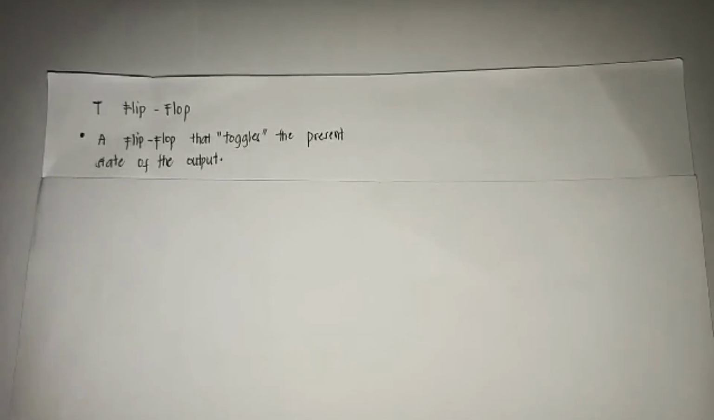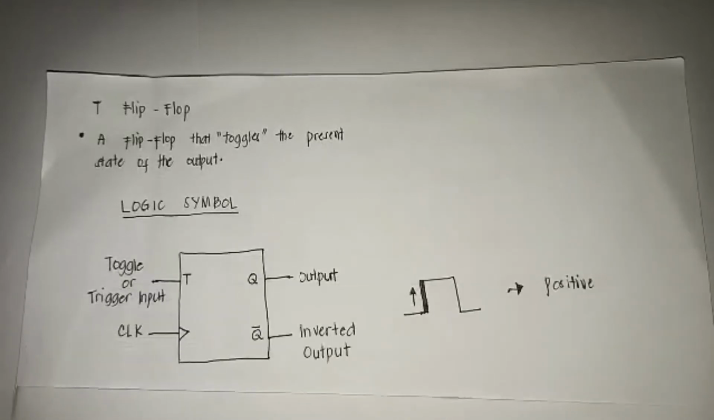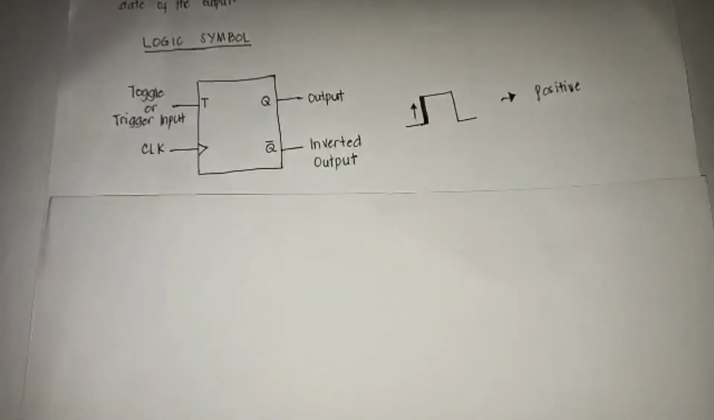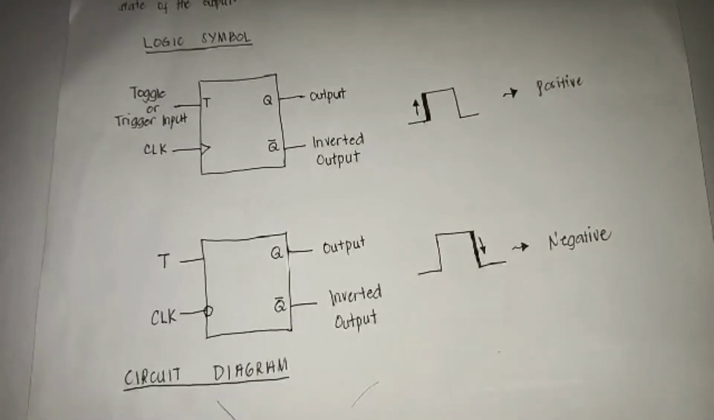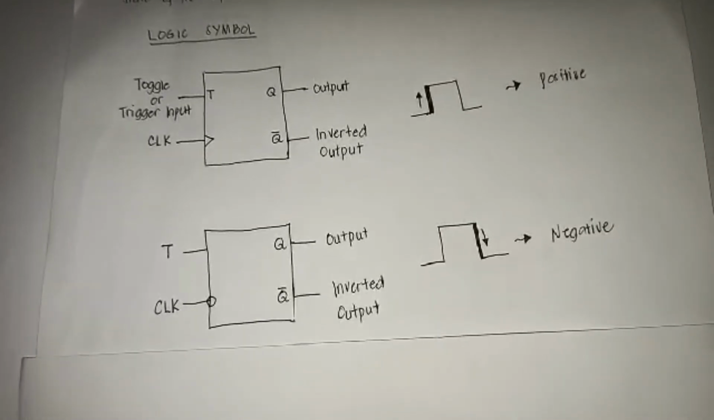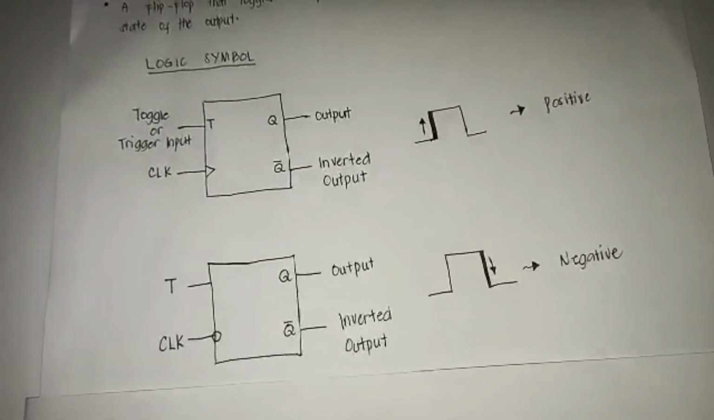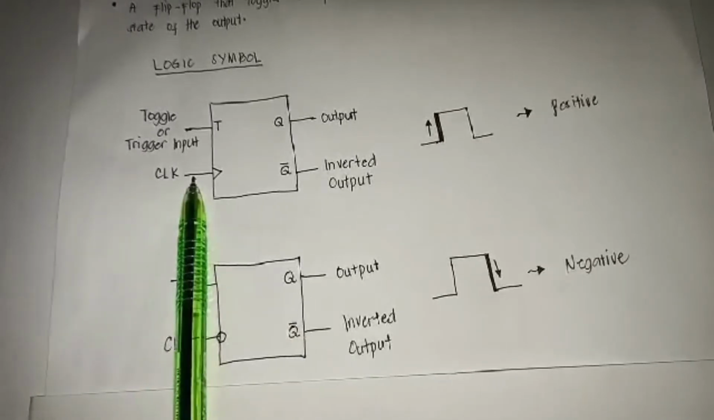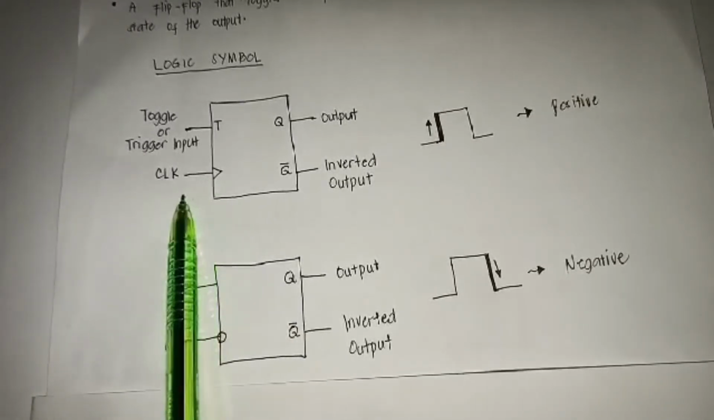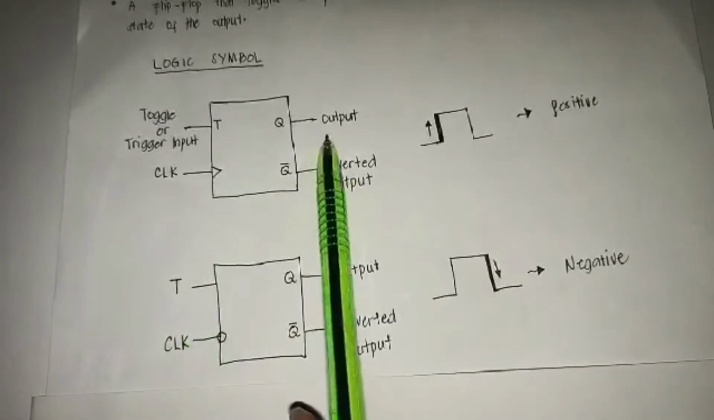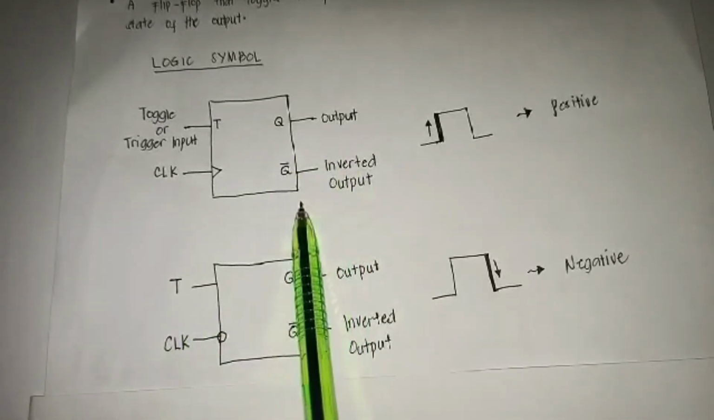Let's start with the definition of T flip-flop. A T flip-flop is a flip-flop that toggles the present state of the output. Next, let me show you the logic symbol, which I created in two versions, for both positive and negative edge. The T represents the toggle or trigger input, CLK is the clock, Q is the output, and Q bar is the inverted output.